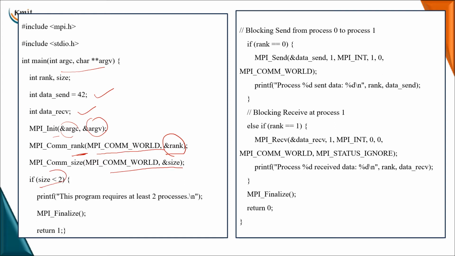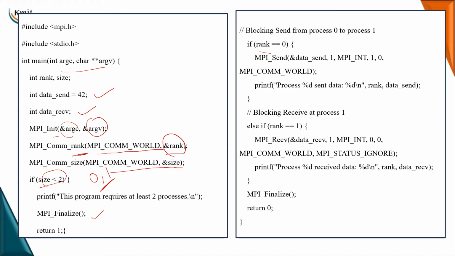The reason why I am including this condition is that sending is one process and receiving is another process. So compulsorily you need to have two processes. One will send, the other will receive. So if it is less than 2, this program will not work and you are just finalizing it. I mean, you are stopping the execution.